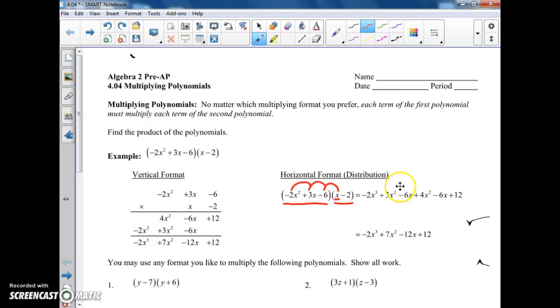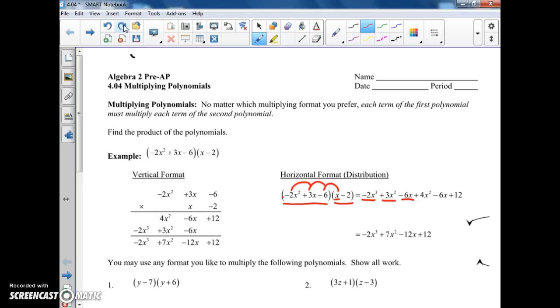Negative 6x. You see that over there, right? How much is x times 3x? 3x squared. How much is x times negative 2x squared? Negative 2x cubed, right? So here's the negative 6x, the 3x squared, and the negative 2x cubed. Okay, so we've done that.